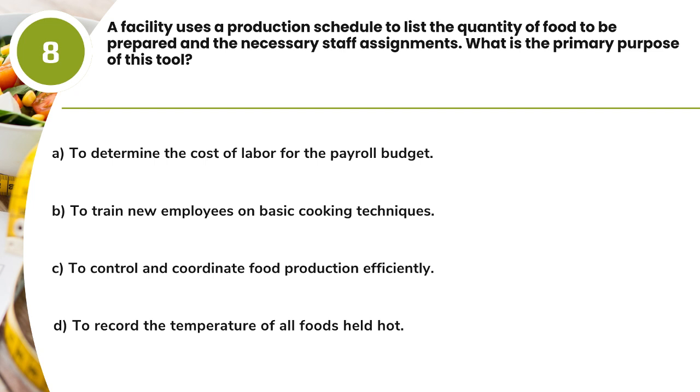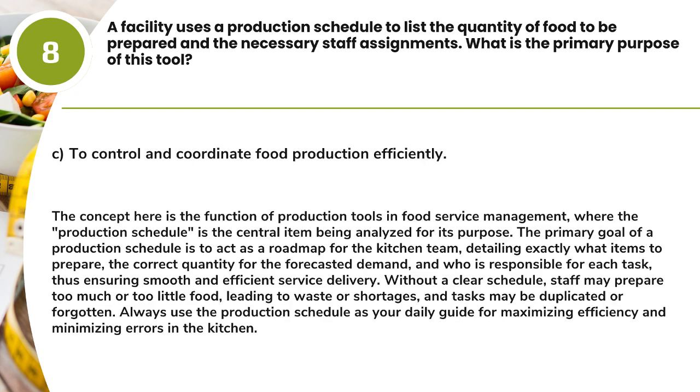necessary staff assignments. What is the primary purpose of this tool? A. To determine the cost of labor for the payroll budget. B. To train new employees on basic cooking techniques. C. To control and coordinate food production efficiently. D. To record the temperature of all foods held hot. Answer C. To control and coordinate food production efficiently.